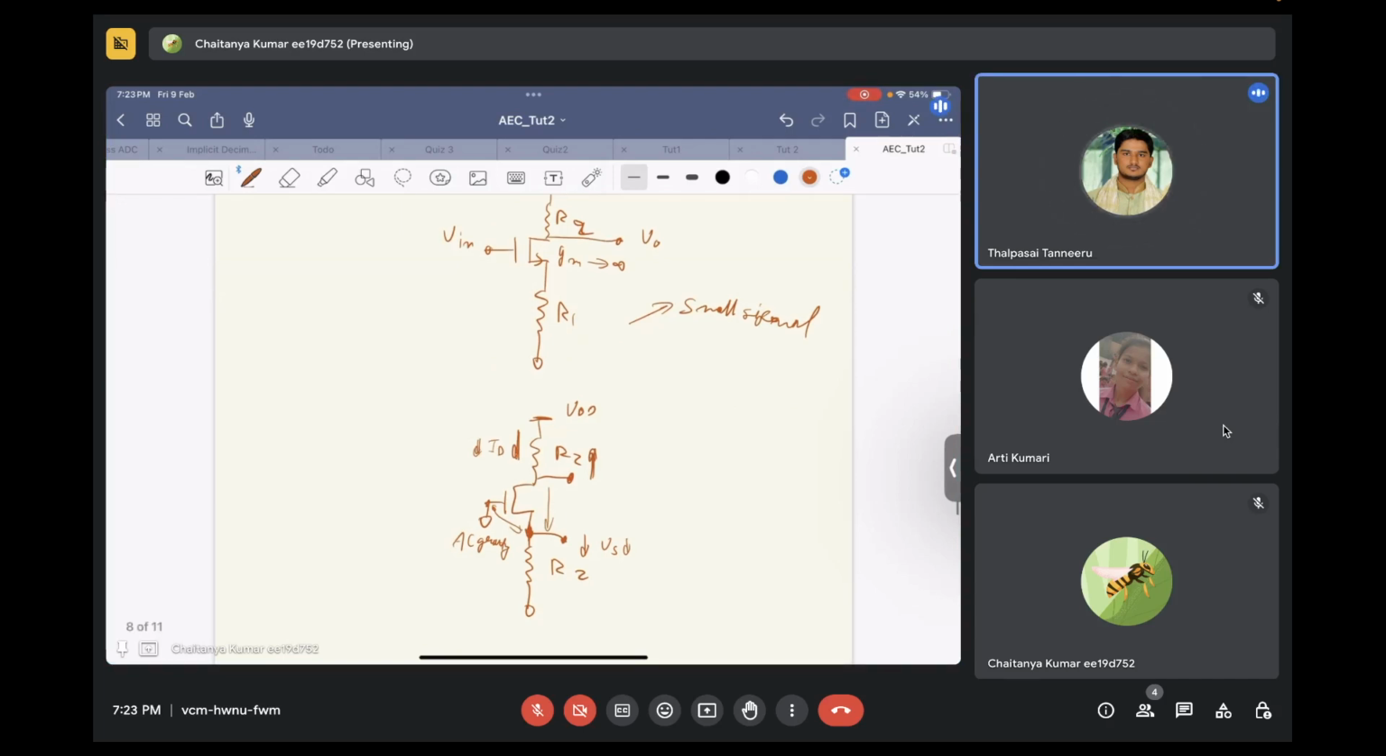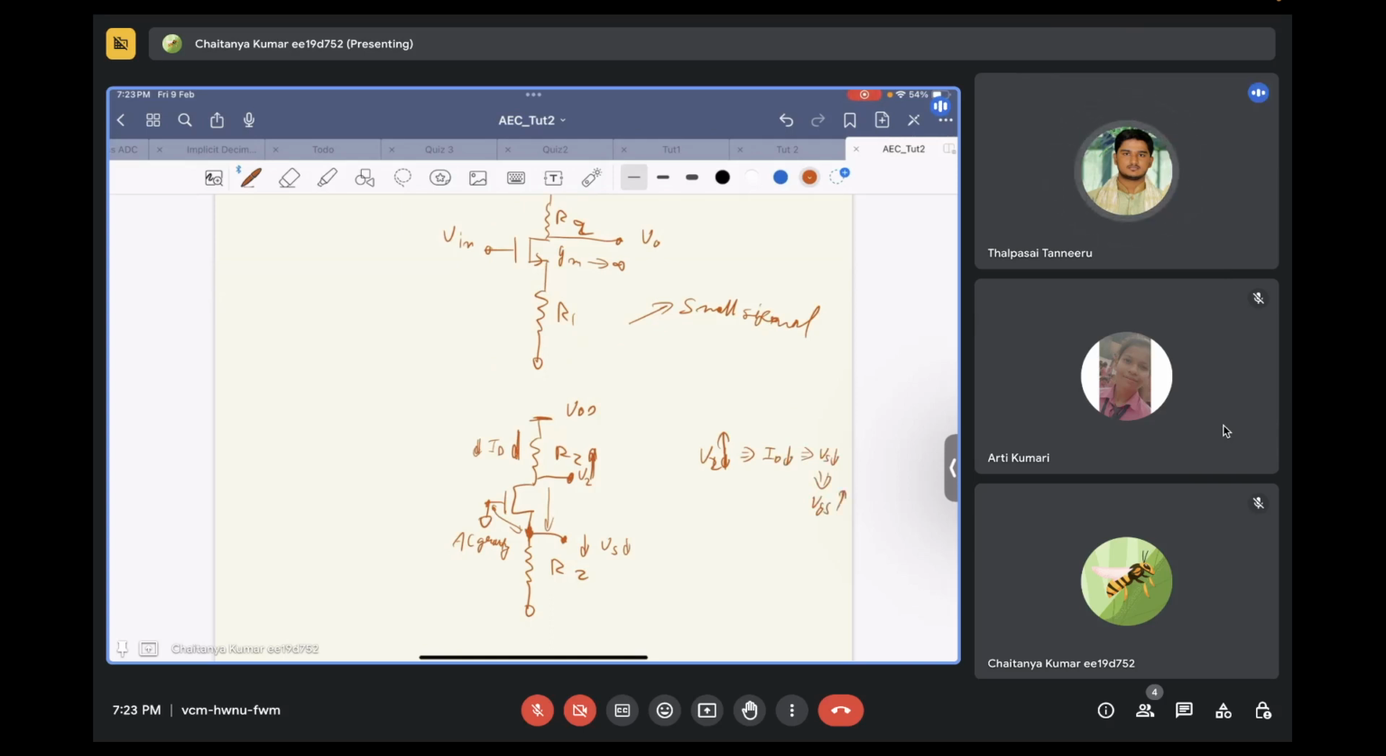So let's say this is V2. V2 is trying to go up. That means ID is reducing. That means VS is reducing. That means VGS is increasing. Correct? Do you understand till this point?